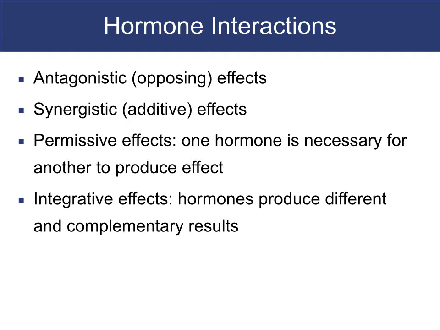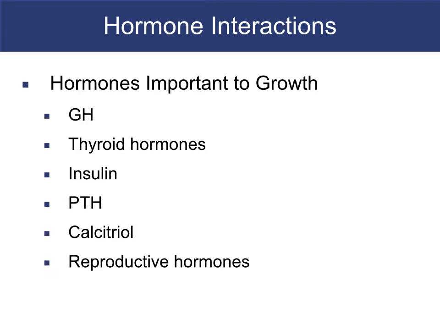A couple other words you ought to know. An antagonistic hormone has opposing effects. A synergistic hormone has additive effects. Two hormones that work in the same direction, you could say, are synergistic. Two hormones that work in opposite directions, you could say, are antagonistic. Permissive effects, one hormone is necessary for another hormone to work. Integrative effects, hormones produce different and complementary results. I would just, don't worry about those terms.